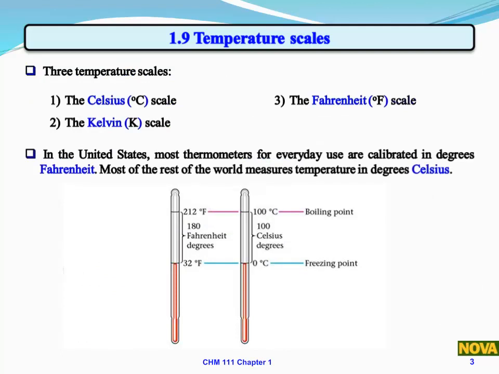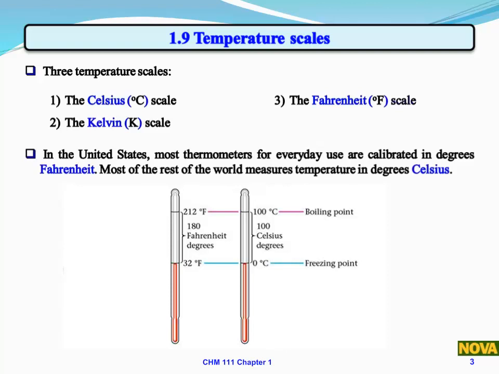There are 3 temperature scales in use today: Fahrenheit, Celsius and Kelvin. In the United States, most thermometers for everyday use are calibrated in degrees Fahrenheit. Most of the rest of the world measures temperature in degrees Celsius. To mark a scale on a thermometer, we need a set of reference values. 2 of the most commonly used are the freezing and boiling temperatures of water at a specified atmospheric pressure.